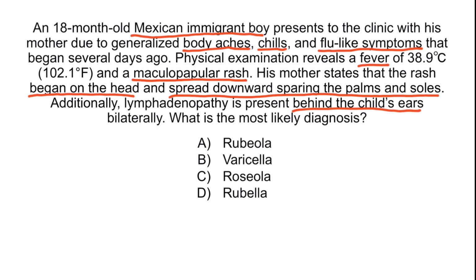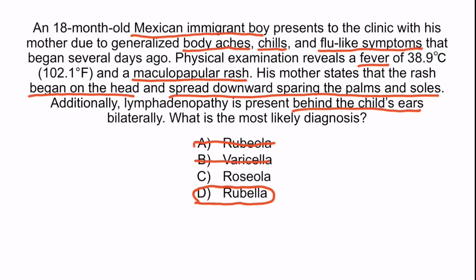Hopefully this presentation makes you highly suspicious for rubella, also called the German measles. So the correct answer is choice D, rubella. Answer choice A is incorrect because rubeola, which is also known as the measles, presents with a similar rash, but shows the 4 C's of cough, coryza, conjunctivitis, and Koplik spots, which this patient does not have. Rubeola also does not present with post-auricular lymphadenopathy.